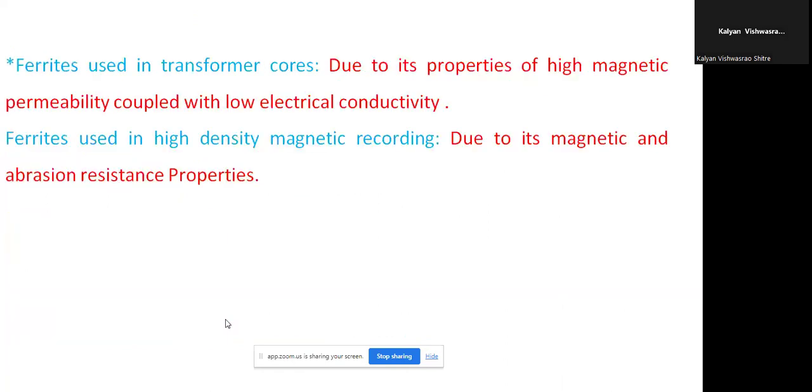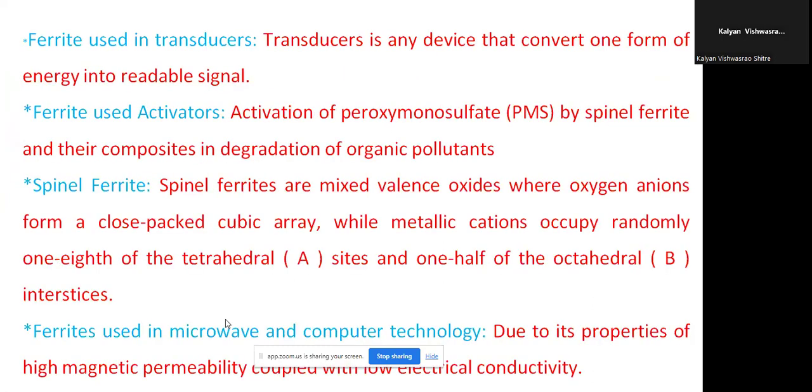Ferrite is also used in transformer cores due to its properties of high magnetic permeability coupled with low electrical conductivity. Ferrites are used in high density magnetic recording. Why? Due to its magnetic and high resistance properties. Ferrites are used in transducers. What do you know? What does it mean by transducer? A transducer is any device which converts one form of energy into a readable signal. Ferrites are also used in activators.